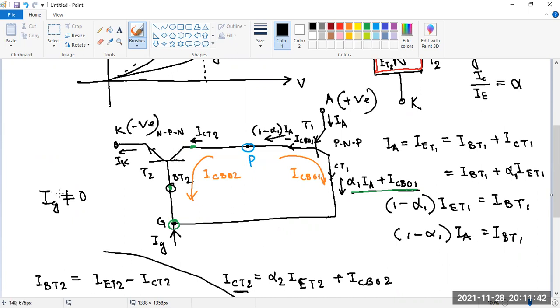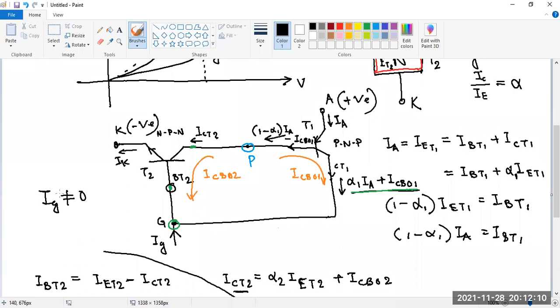First thing, what you will get? First thing, one by one. First, what will happen if the gate current is non-zero? If you have a finite gate current, tell me. Anyone? Sir, anode current will be higher.